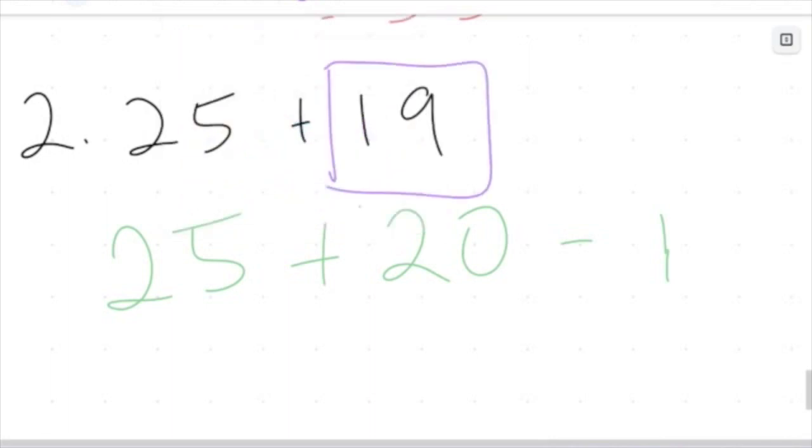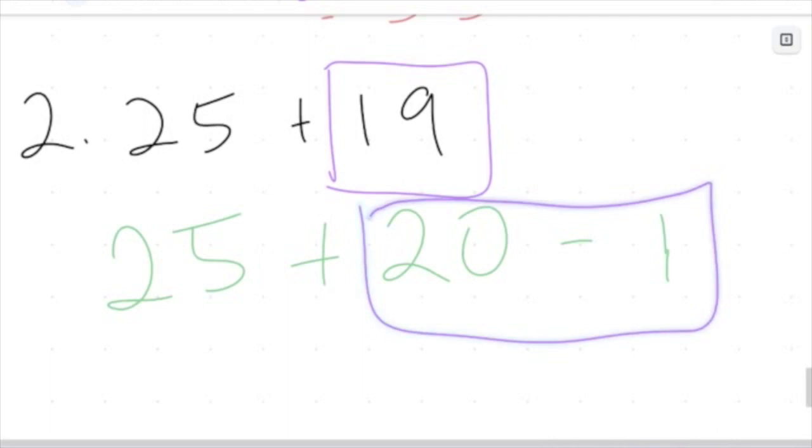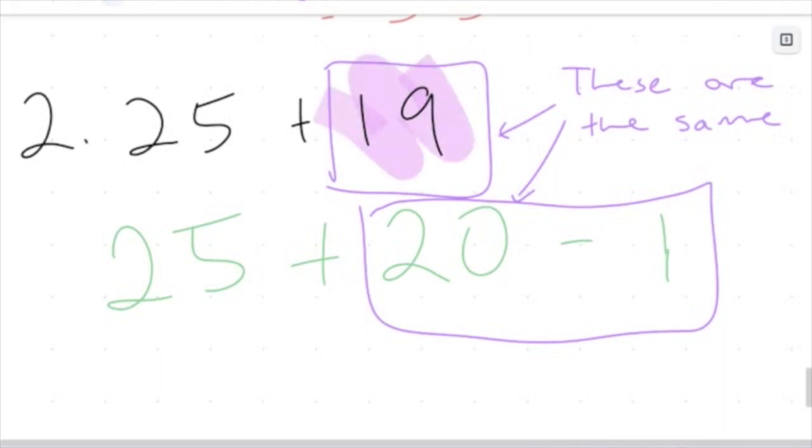Let me actually write that down here. So these are the same. So we're kind of doing a little bit of mathematical manipulation here, but we're not actually violating anything mathematically, because the number stays the same, just it's written in a different form.